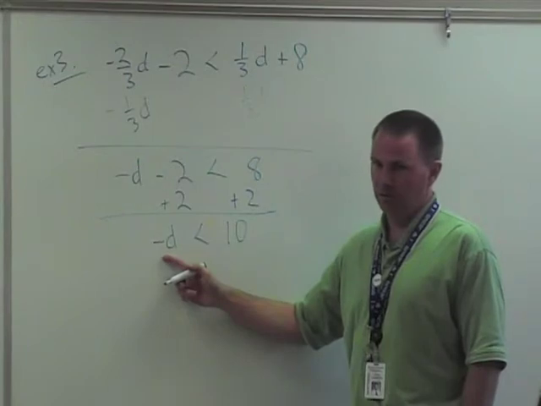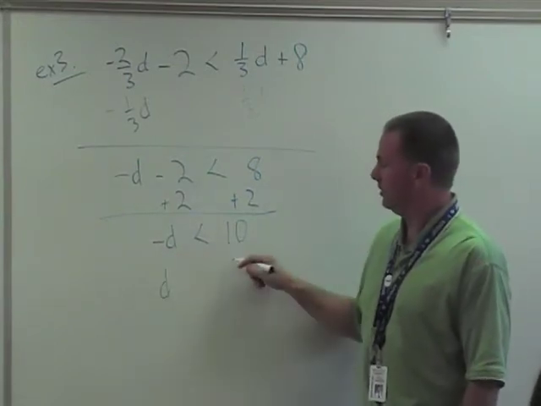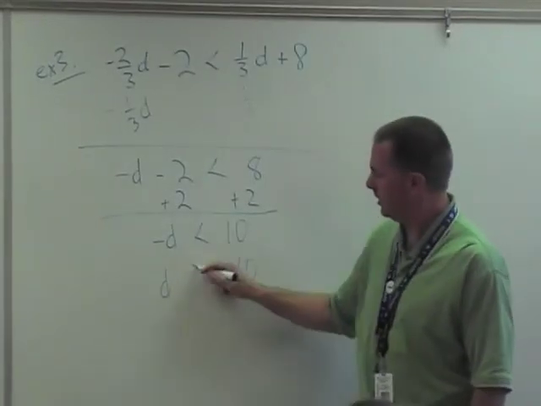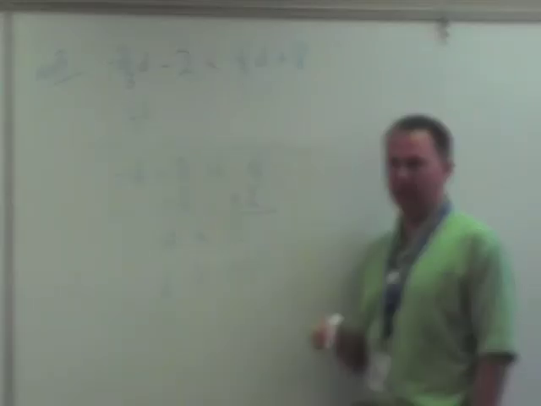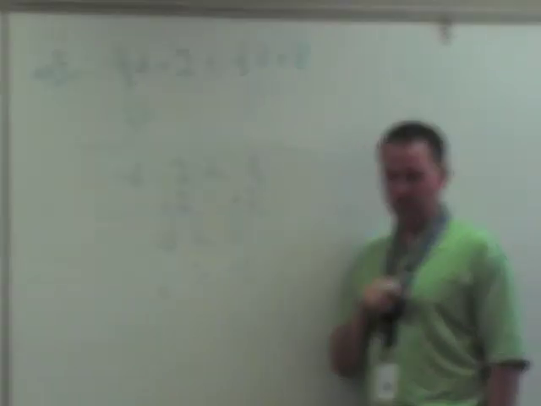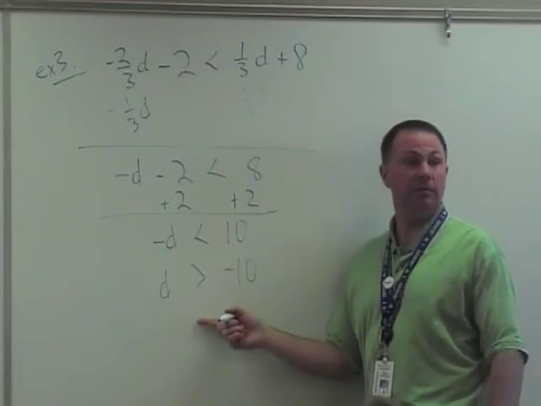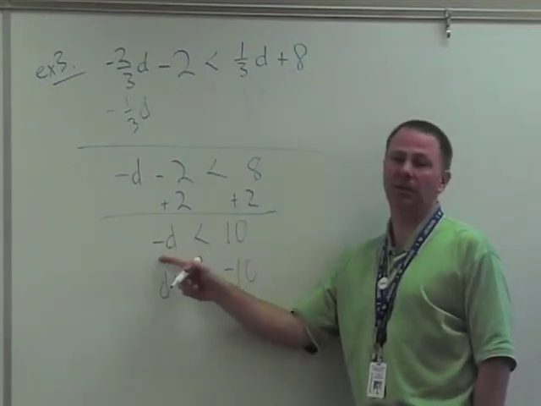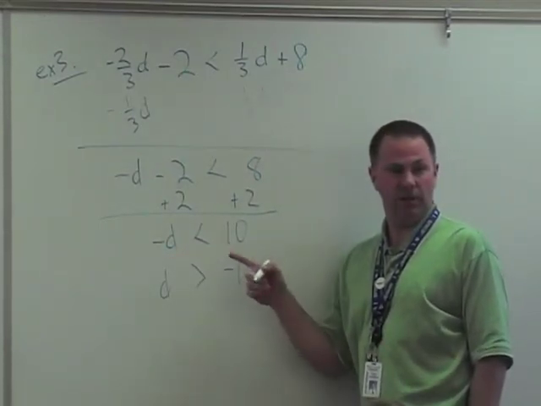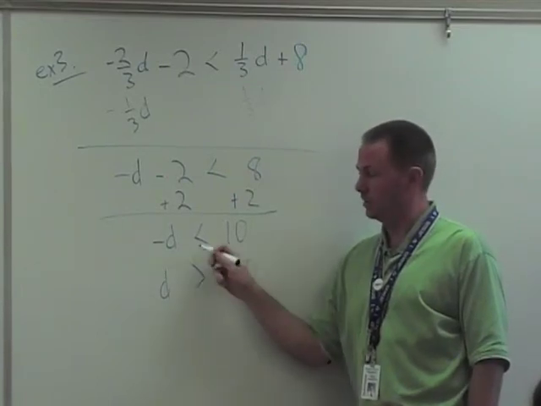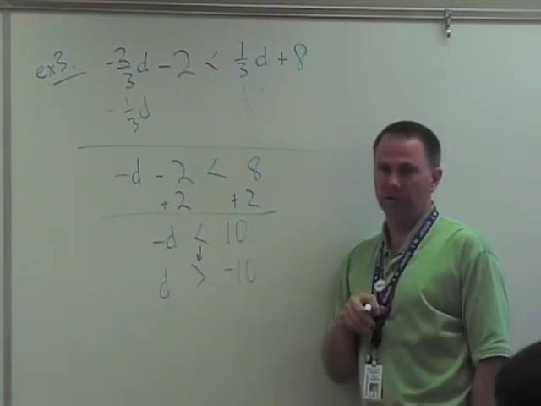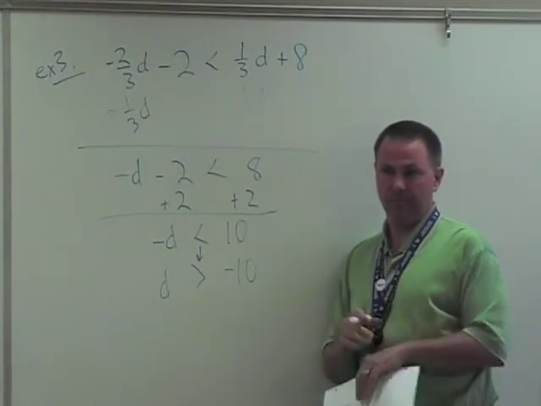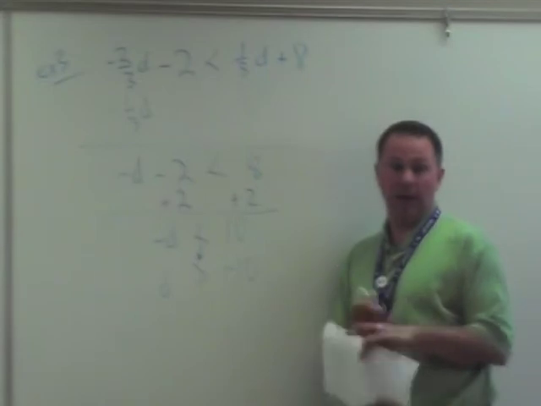So positive d is greater than -10. Why? How did that happen? You divide by -1, or you multiply by a -1 to make that positive. Either way, you're multiplying or dividing by a negative, so that changes direction. Okay? Anybody not know what to do?